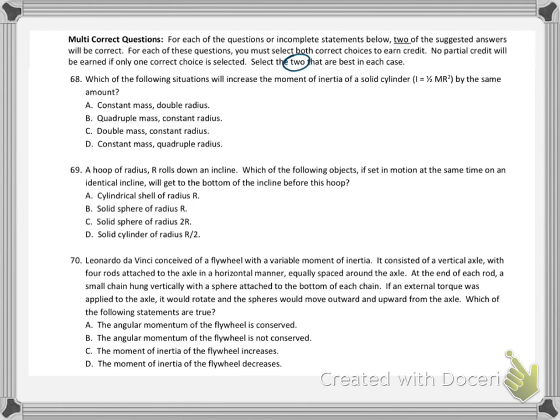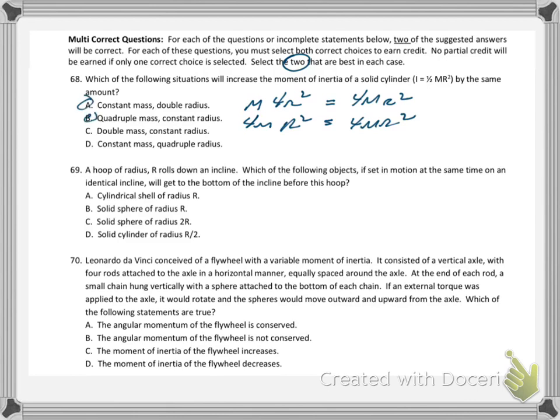mr squared. So in the first case, if we have a constant mass and double the radius, it would be m times 2r squared, which would be 4mr squared. If we quadruple the mass and have a constant radius, it would be 4mr squared, which I think we have our answer already. So it looks like these two are the same.